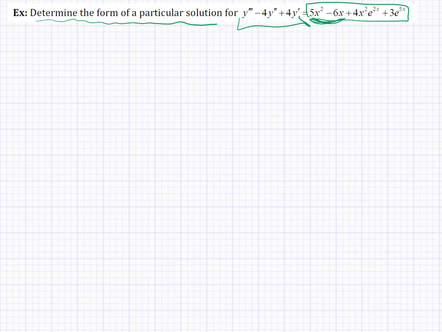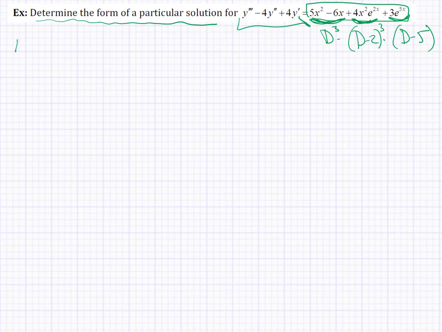This can be annihilated with a D cubed. This can be annihilated with a D minus 2 cubed. And this can be annihilated with a D minus 5. So the product of all those would annihilate the function on the right-hand side.